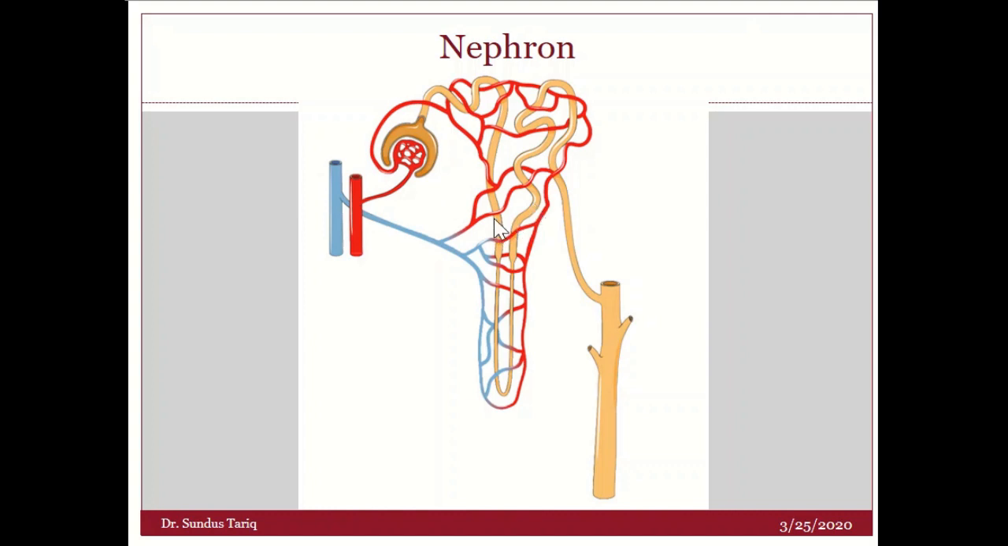The loop of Henle is further divided into two parts. This portion is called the descending portion, and this is called the ascending portion. The descending portion is further divided into two parts, the thick portion and the thin portion, and the ascending portion is also divided into thin portion and thick. So this is called the thick ascending limb of the loop of Henle.